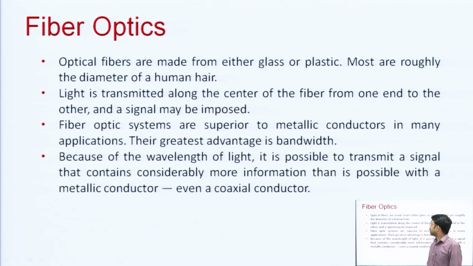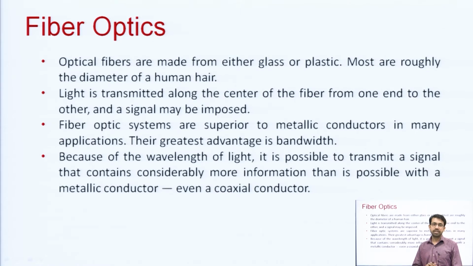So, what are optical fibers? They are very thin. Roughly the diameter of an optical fiber is in micrometers, around the thickness of a human hair. It is a very thin fiber that is made of glass or plastic, and it is used to carry information from one place to another in the form of light.